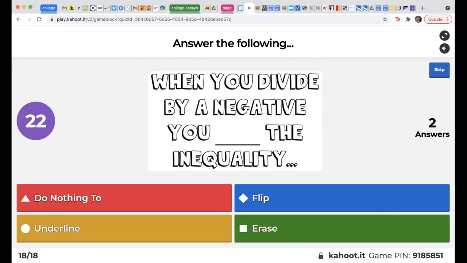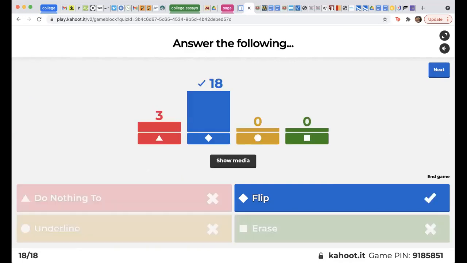Okay, it says when you divide by a negative, you blank the inequality. Red, you do nothing to it. Blue, you flip it. Orange, you underline it. Or green, you erase it. Yes, good job. You flip it. We also just talked about this.